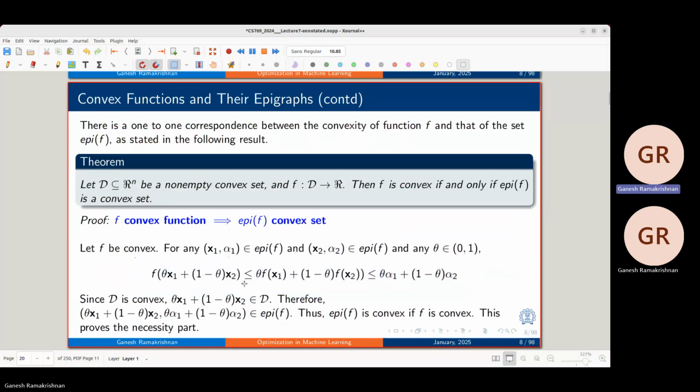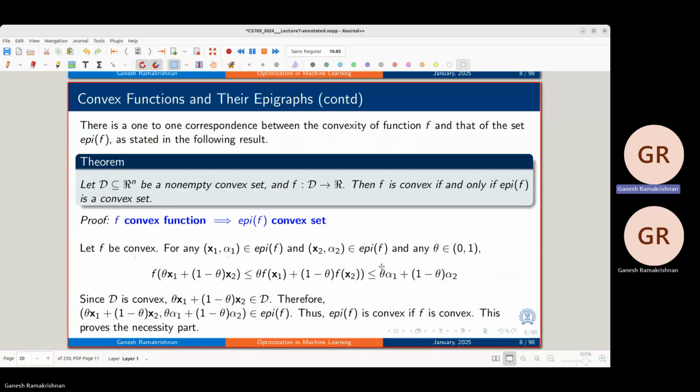F of theta x1 plus 1 minus theta x2 is less than or equal to theta x1 plus 1 minus theta x2, each of which is less than or equal to alpha 1 and alpha 2 respectively. And therefore, this inequality. Very simple. So this proves it one way.